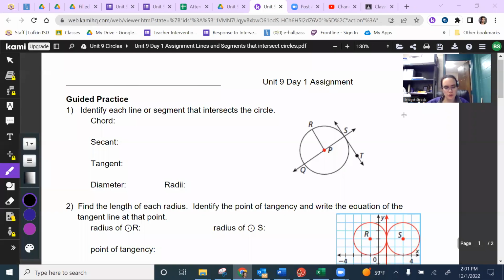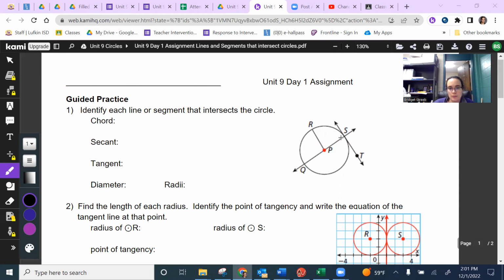Now we're going to go over Unit 9, Day 1 assignment. So first one, identify each line or segment that intersects a circle. We're looking at chords first. So remember, a chord has to have endpoints on the circle and go through the circle.